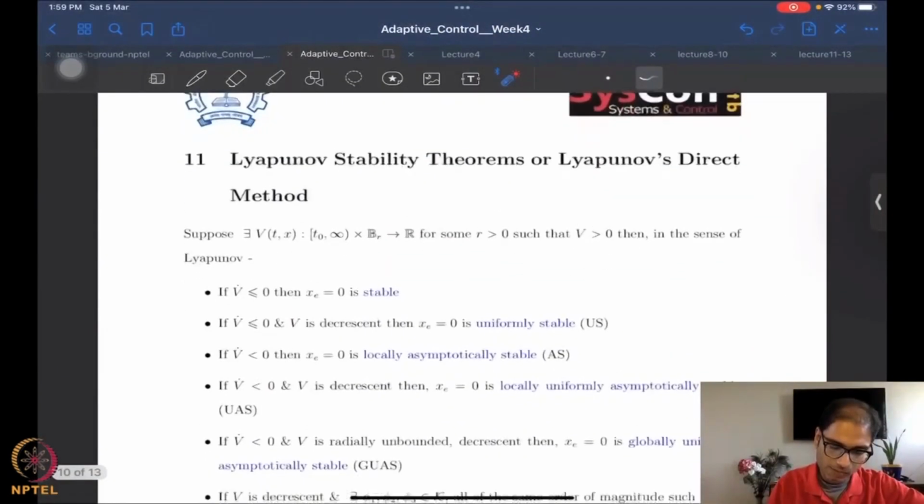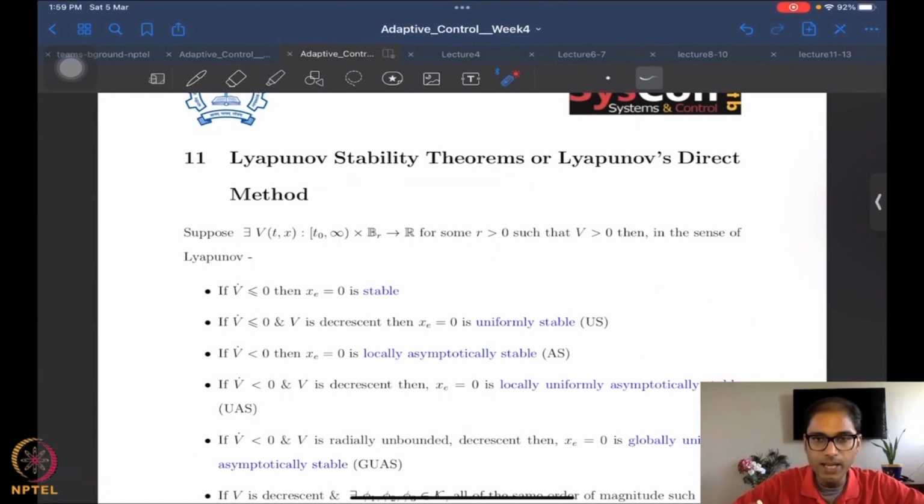These are called Lyapunov stability theorems, and whatever results we get using these theorems are called Lyapunov's direct method. So we suppose for each one of these that there exists a function V(t, x) which maps [t0, infinity) cross B_r to R. This is very similar to earlier, where we were using R plus here, but here we are specializing to say that we only care about the time starting from the initial time of the dynamics. Therefore we have a t0 here.